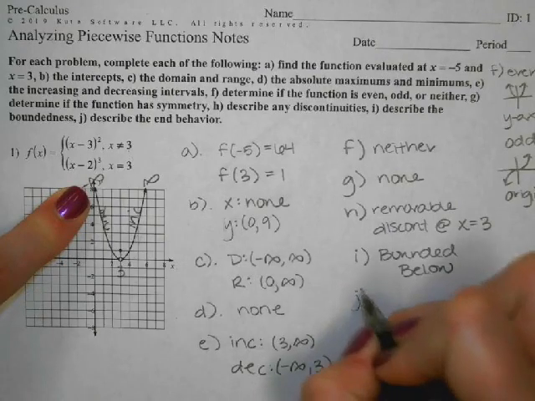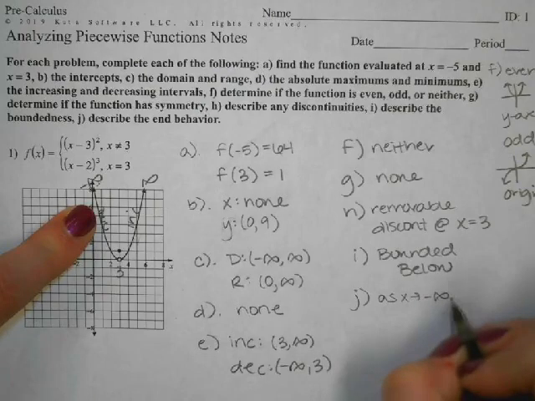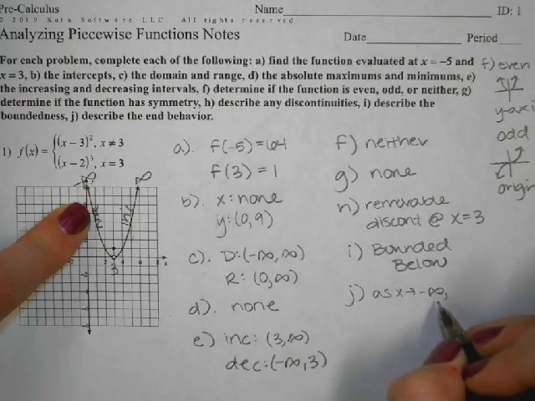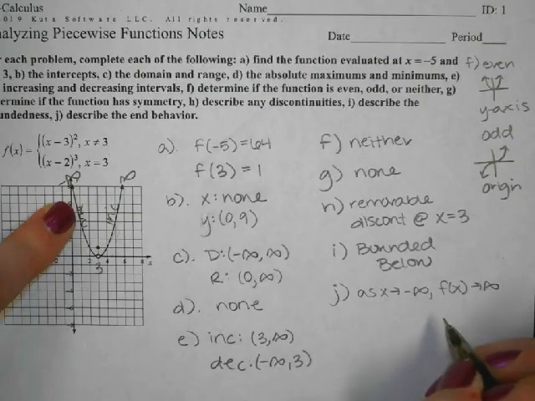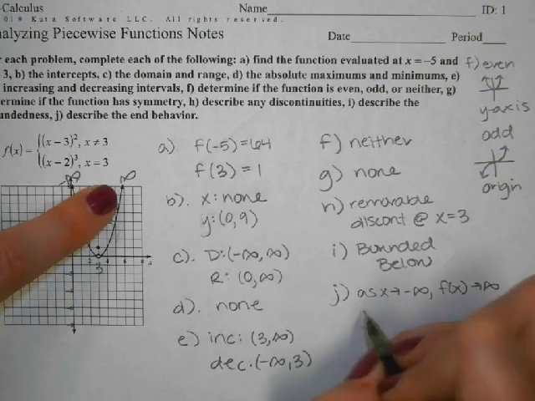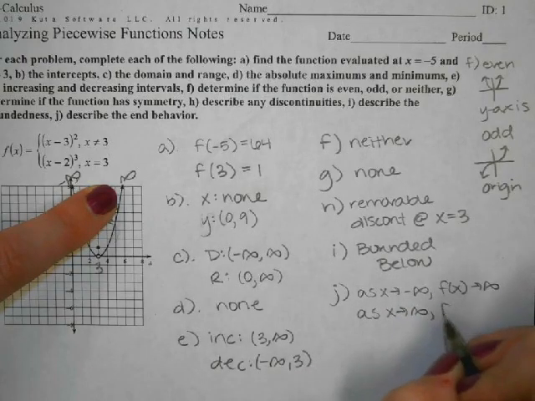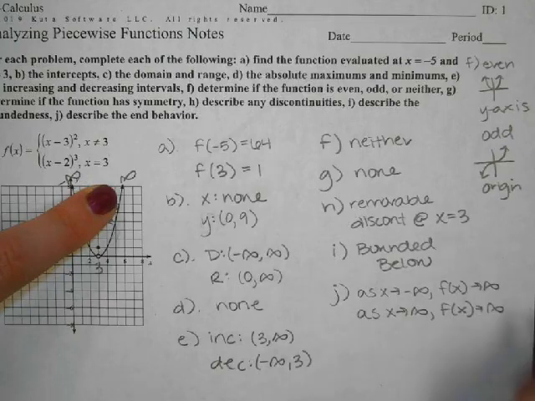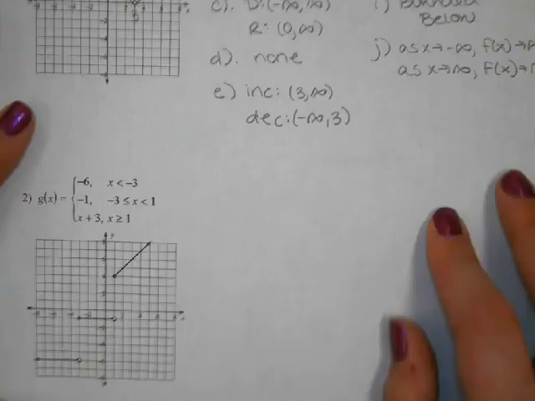All right, and then J, our end behavior. So I'm going to say as x approaches negative infinity, or as I look to the left of the graph itself, it's going up. So f of x approaches infinity. As x approaches infinity, as x goes to the right, the graph also goes up. So as we look to the left, it goes up. As we look to the right, it goes up. And so those are all the things that you're going to be finding for each of your functions. Okay, let's try the next one.